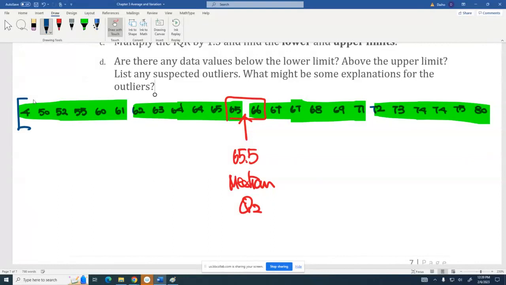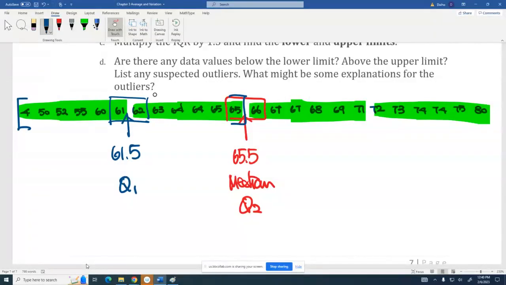Can you take the smaller group? Up to whom? Up to 65. What was the rule? Excluding the median, 65.5. Up to 65. How many cases on the left-hand side? 12. Another even number. So we have to take the two cases in the middle again and take the average. 61.5 will be another median from the left half. It will be the first quartile.